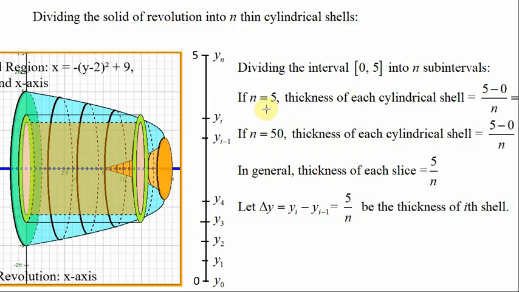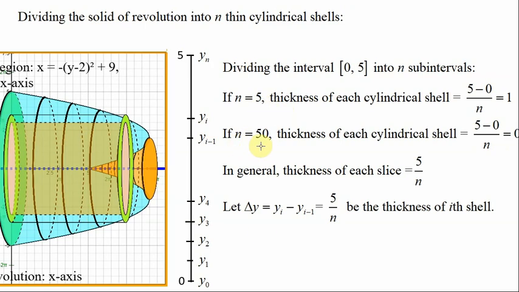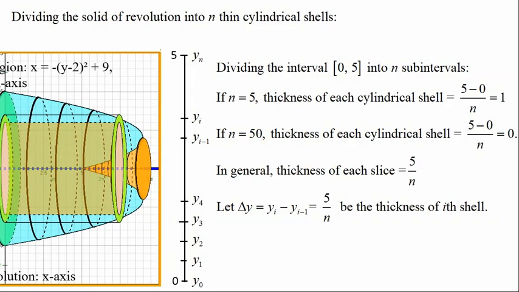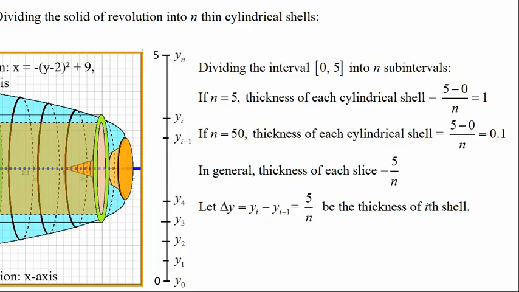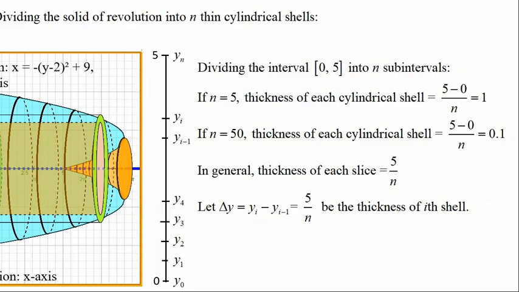If n is 5, then the thickness of each shell will be 1. And if n is 50, meaning we have 50 cylindrical shells, then the thickness of each shell will be 0.1. And so in general, the thickness of each shell would be 5 over n. Let's denote the thickness of each shell as delta y.